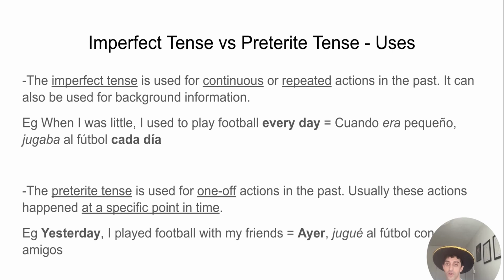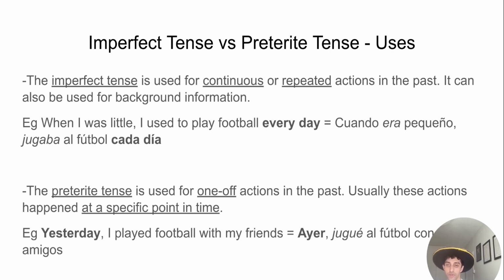The preterite tense, on the other hand, is for one-off actions in the past. Normally, these actions would have taken place at a very specific point in time. That is the crucial difference between the imperfect and the preterite tense, which is likely to take some practice, and many students can struggle with that idea of regularity in the past.